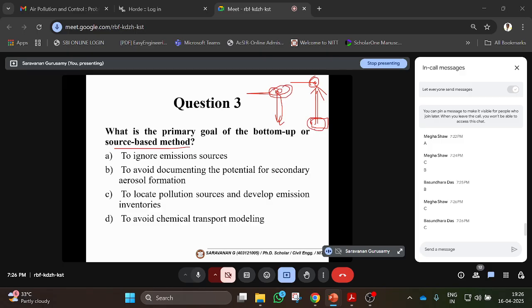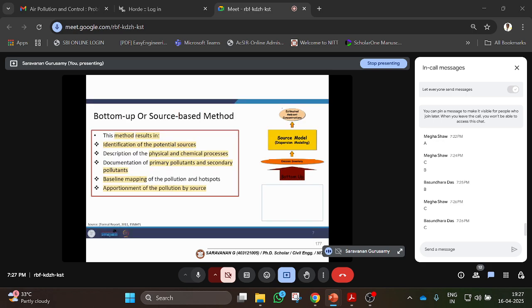This is the source based method. From the source I am going, that is the bottom up approach. So for the bottom up approach, what is the primary goal? To locate pollution sources and develop emission inventories. Because it's going from the source, that's why we do the emission inventory from the pollution source. Top down is wherever I am getting the concentration, say in NH3 it is now 20 microgram per meter cube PM. Then what will be the source for this, nearby SIPCOT or what? So I am going from top to down, bottom.